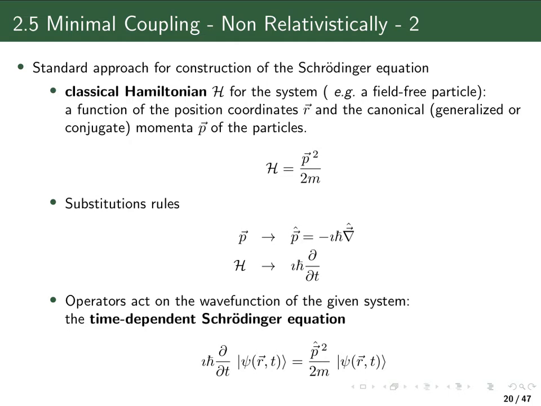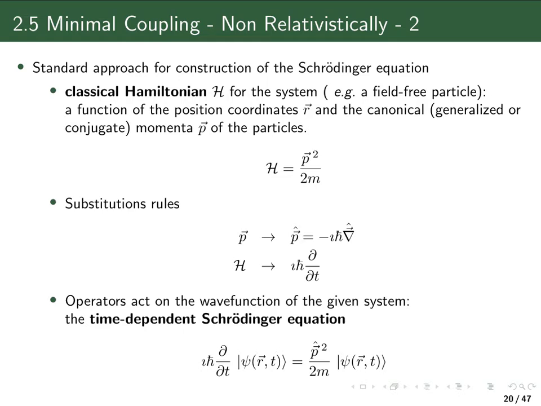And one does it by starting from the classical Hamiltonian H of a system. The Hamiltonian H of a system is in general a function of the coordinates of the particles involved in the system and the canonical or generalized or conjugate momentum of the particles. And in the case of a single field-free particle, the Hamiltonian is very simple. It is just the canonical momentum squared divided by 2 times the mass of the particle. So that's the classical Hamiltonian function.